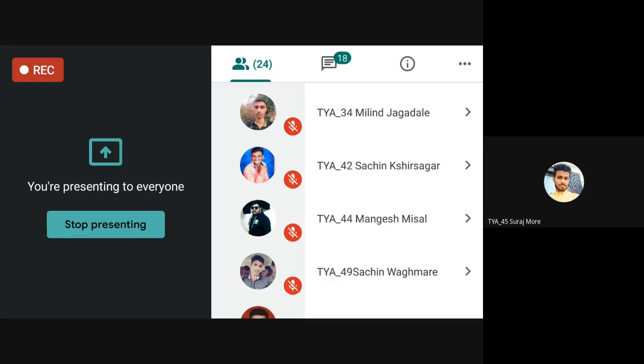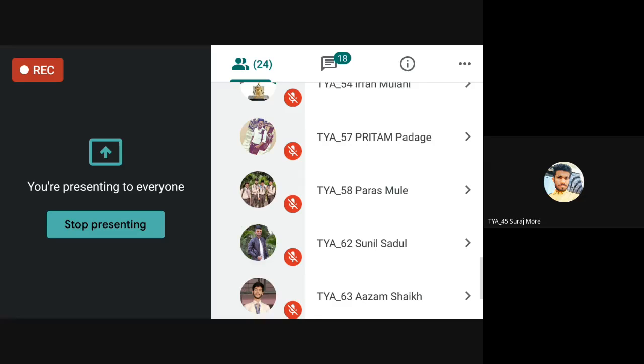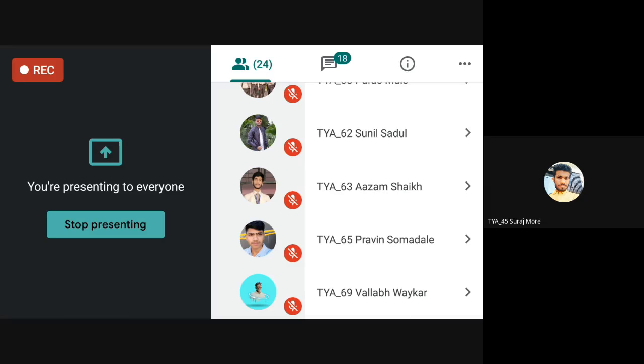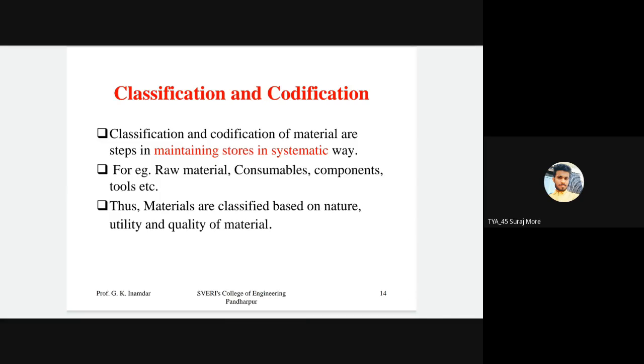Don't leave, we are going to study a very interesting part: classification and codification of part families. Irfan Mulani. Okay, no problem. So our next point is classification and codification in automation. Now what is classification? Classification and codification of material.